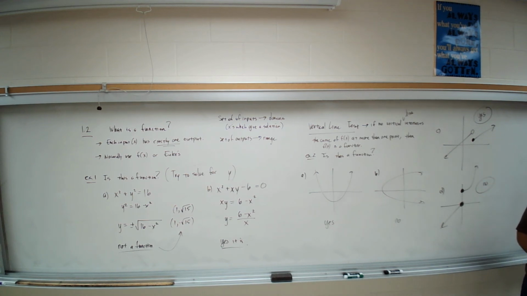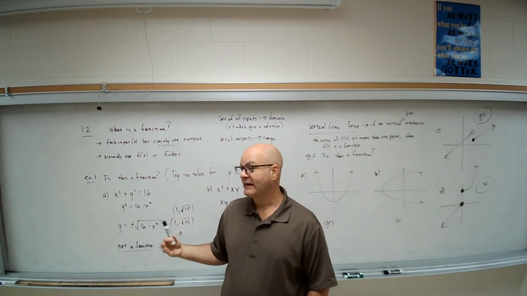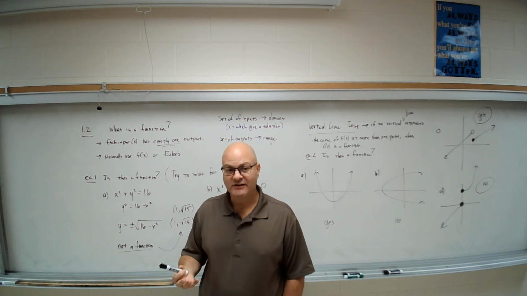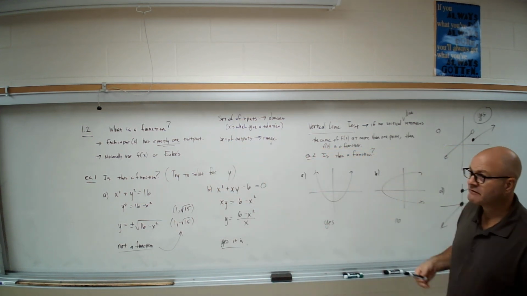Okay, so that's just a couple different ways to determine if we have a function. If it's an equation, see if you can isolate y without getting to a plus or minus. It's basically going to be the plus or minus part that makes the difference. And then here we can use the vertical line test.